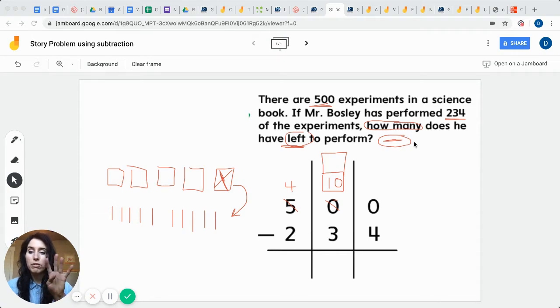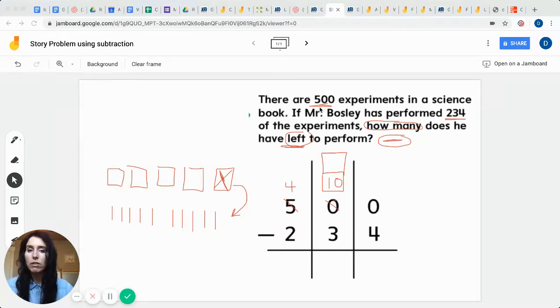So remember the four steps of solving story problems, or what we call problem solving, are: first, we need to understand our story problem. Second, come up with a great plan. Third, we solve. And fourth, we check. So you can see I've already gone ahead and done that.